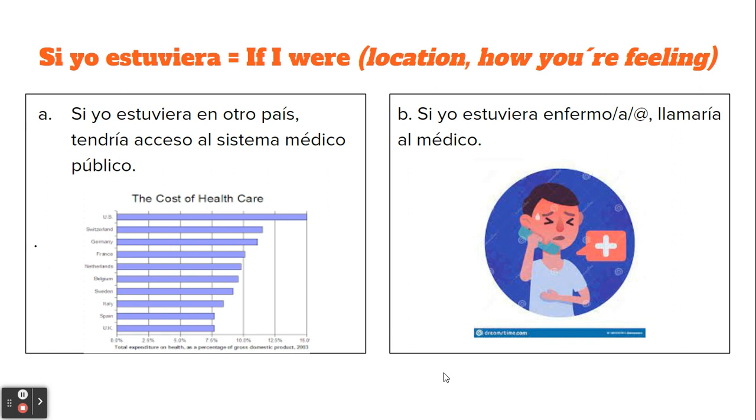Moving on to si yo estuviera, if I were, talking about location and how you're feeling. So emotions, how you're feeling along those lines. Okay? So the examples here. Si yo estuviera en otro país, tendría acceso al sistema médico público. If I were in another country, I would have access to the public health system or the public medical system. Second example, segundo ejemplo, si yo estuviera enfermo or enferma, llamaría al médico. If I were sick, I would call the doctor.